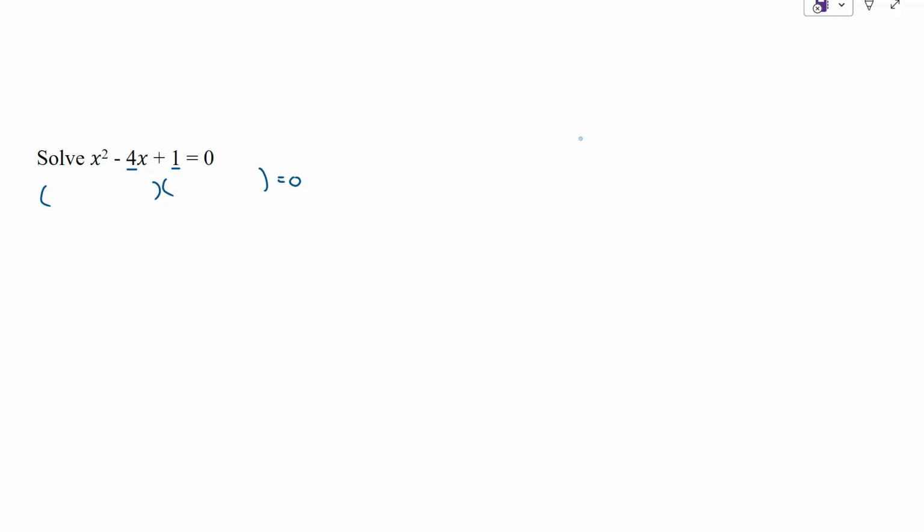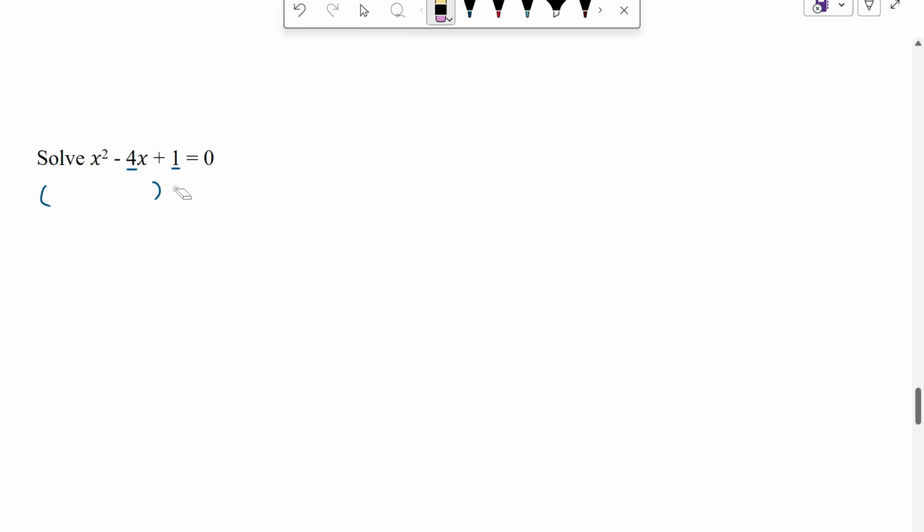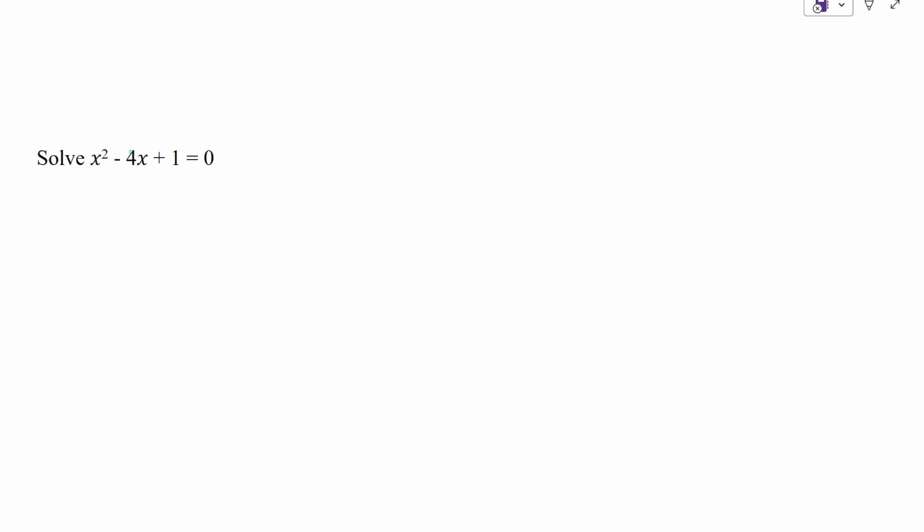Okay, so straight away, we don't need to do too much trial and error. We know that factorization here is not going to work, so we need to go to the quadratic formula. Now let's write down, before we input anything, the values for a, b, and c. So that's 1, minus 4, and 1.